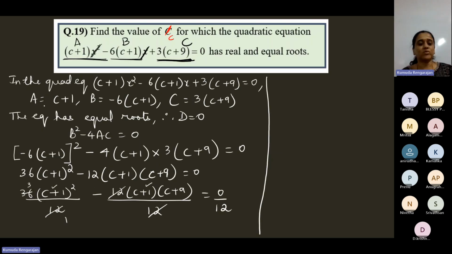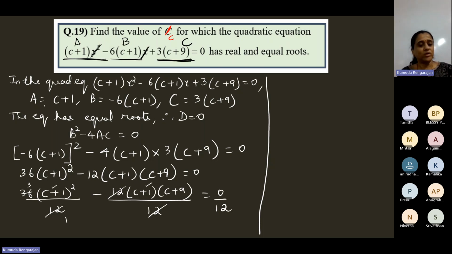Okay, see, my first question. Can we divide by c plus 1? Yes, we can, because both the terms have c plus 1. You can divide by c plus 1. You can divide by 12 into c plus 1, because the two terms on the left hand side have 12 in common and also c plus 1 in common. So you can divide by 12 into c plus 1.